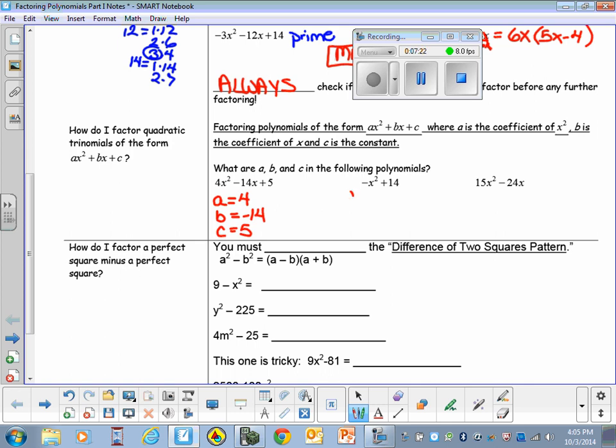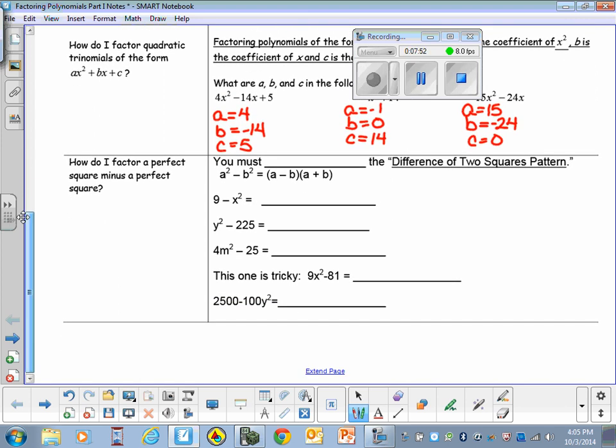Looking at the next one, a, the coefficient of x squared, is negative 1. There isn't an x term, which means b is 0. And c would be the constant 14. For our last example, a will equal 15, b will equal negative 24, and there's no constant, so c is 0.